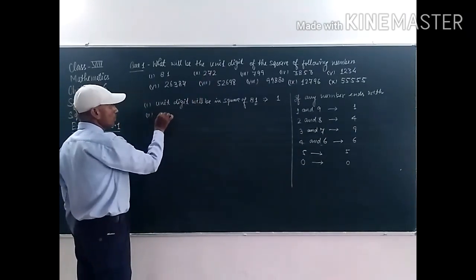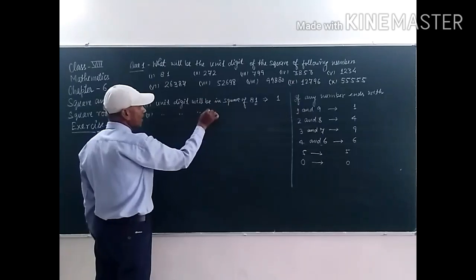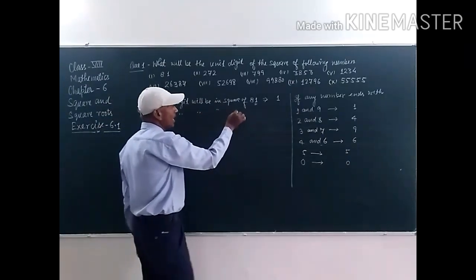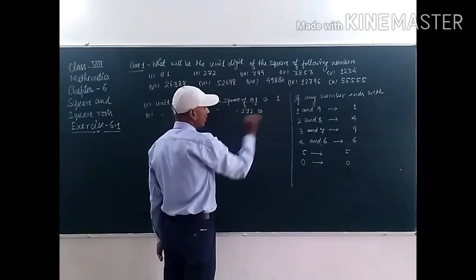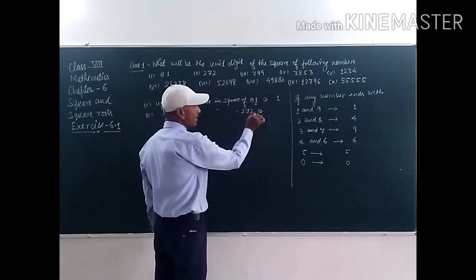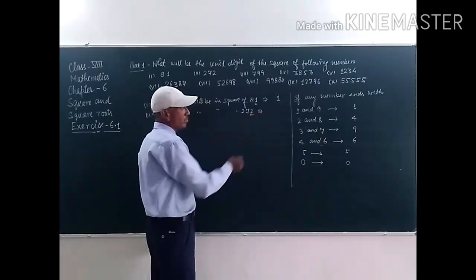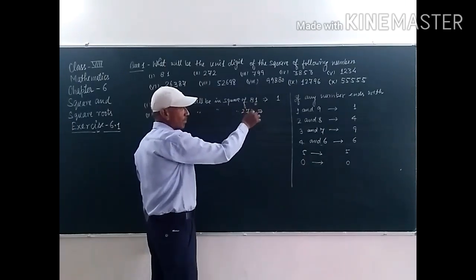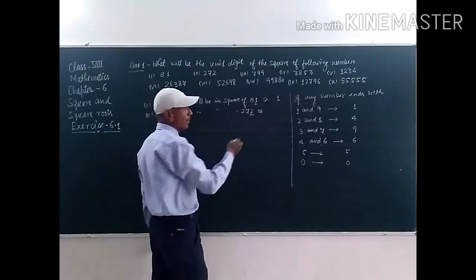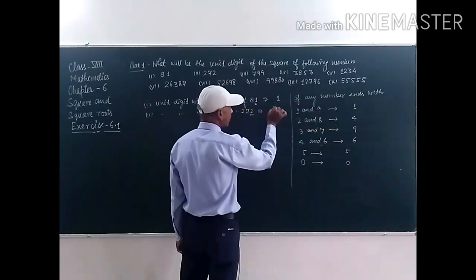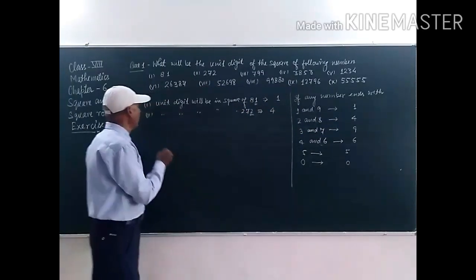And second part, in the second part, the number is 272. So unit digit will be in square of 272, that is this number ends with 2, student. So unit digit of this number is 2. So unit digit of the square of this number will be 4, student. Clear?